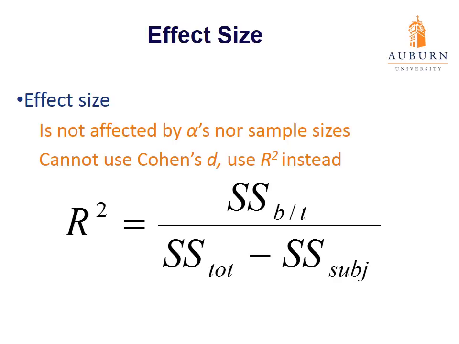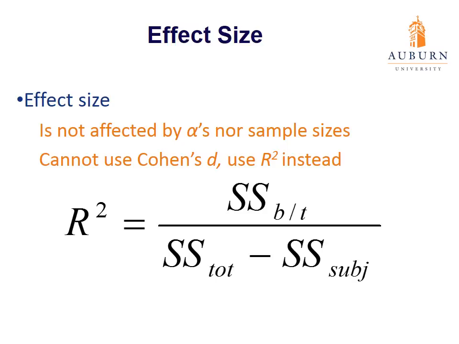Another difference between a within groups ANOVA and a between groups ANOVA is the calculation of an effect size. So after we do our hypothesis test for the F-test, we then want to get an effect size so that we can get an unbiased measure that's not affected by sample size nor by probability. And so we'll still use our R² formula, but notice that in the denominator we are going to subtract out the variability due to subjects, or the sum of squares for subjects.